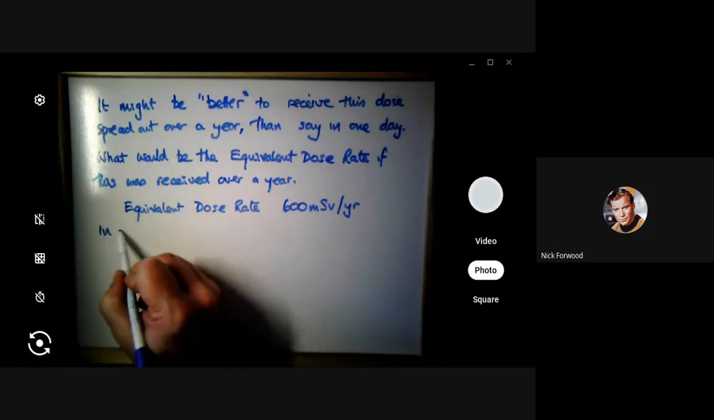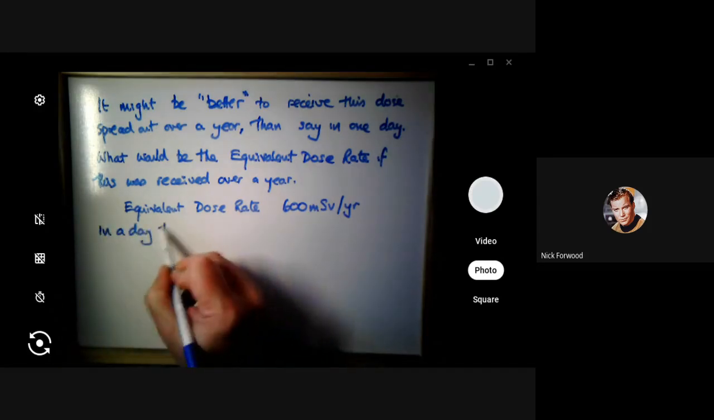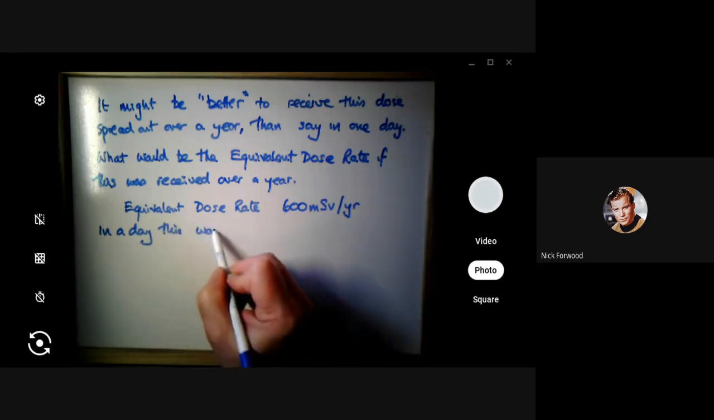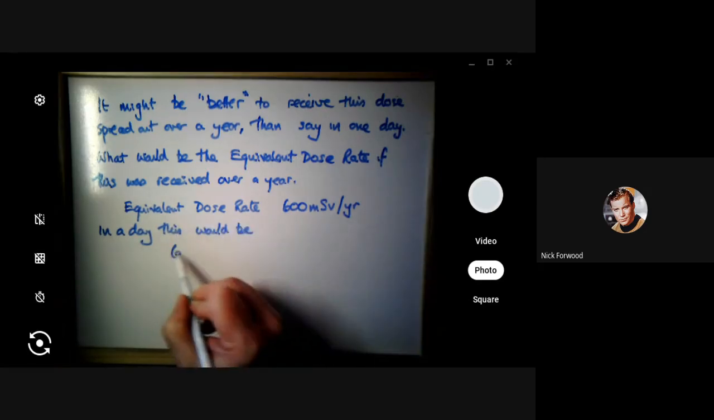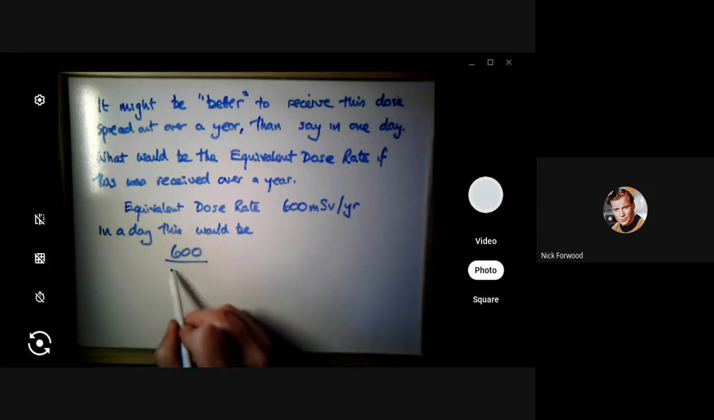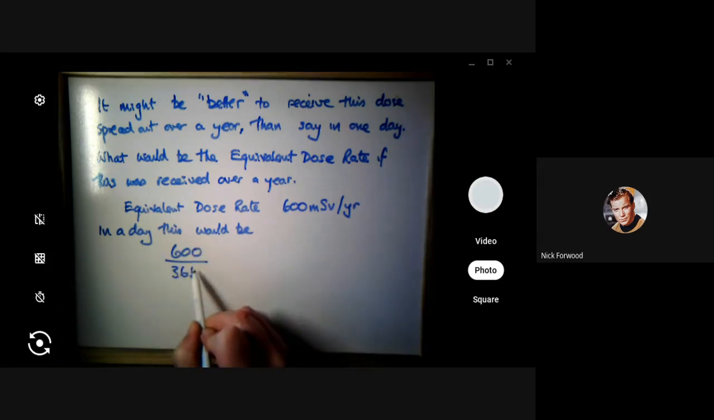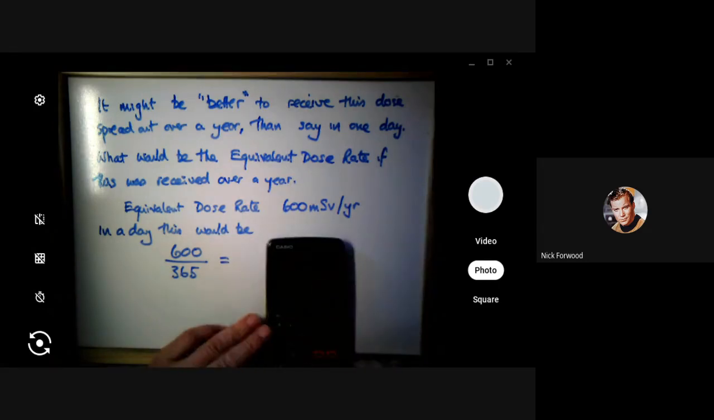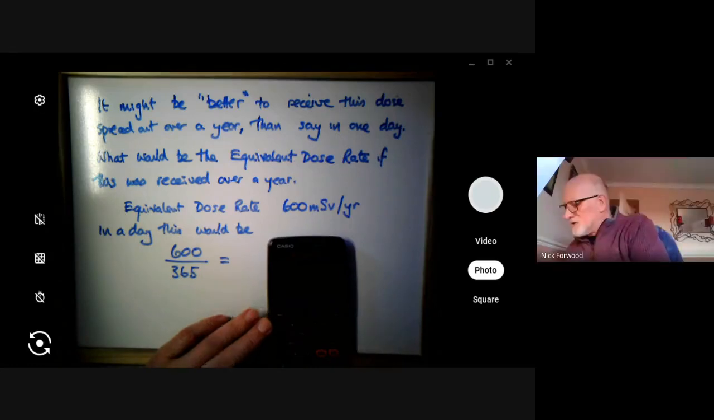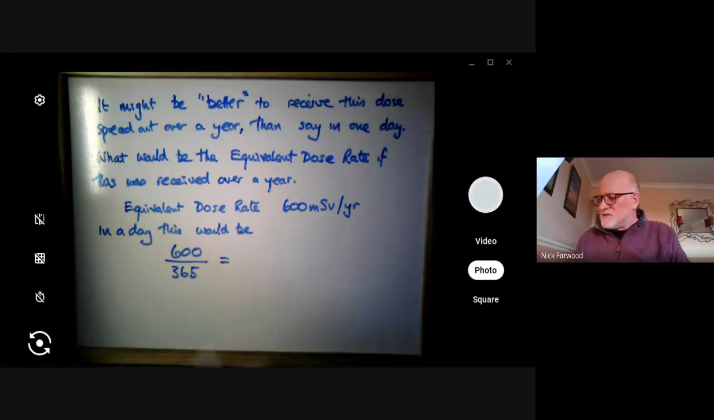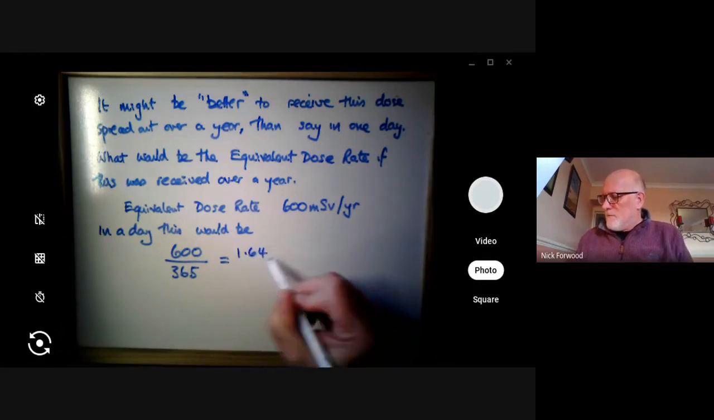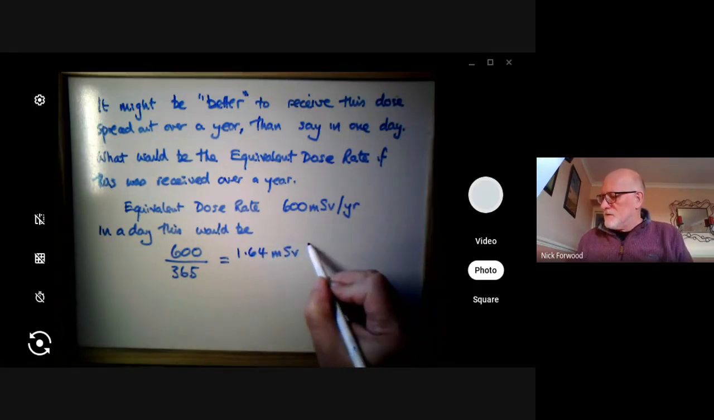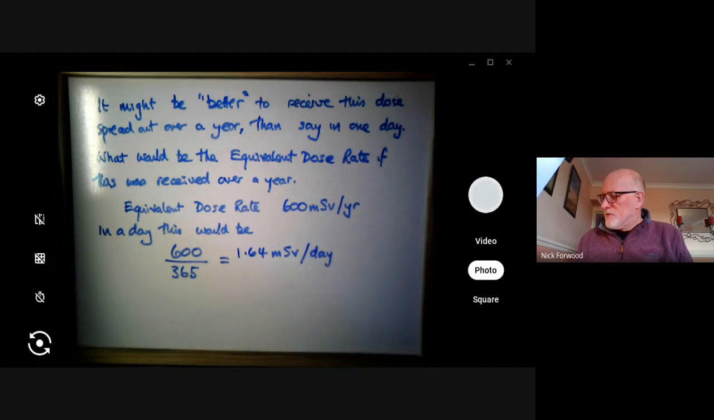So you take your 600 millisieverts and you divide it into 365 chunks, and then you get your calculator out, which I'm going to do now. So I get my calculator out and I do 600 divided by 365 equals, and that comes out to be 1.64 millisieverts per day. Now, this time period could be anything.